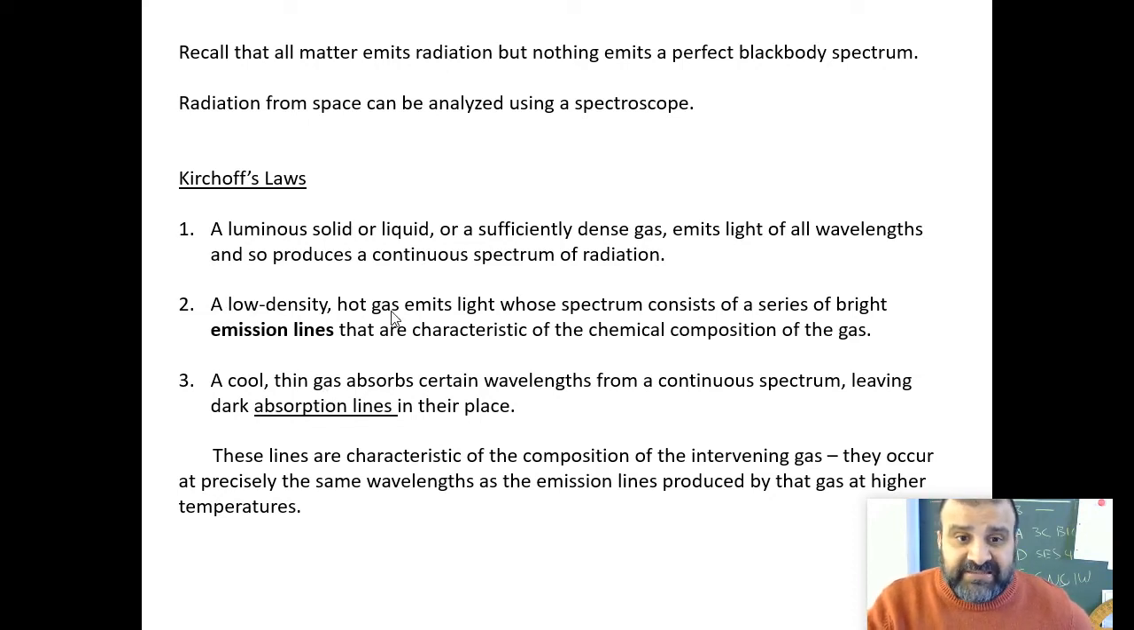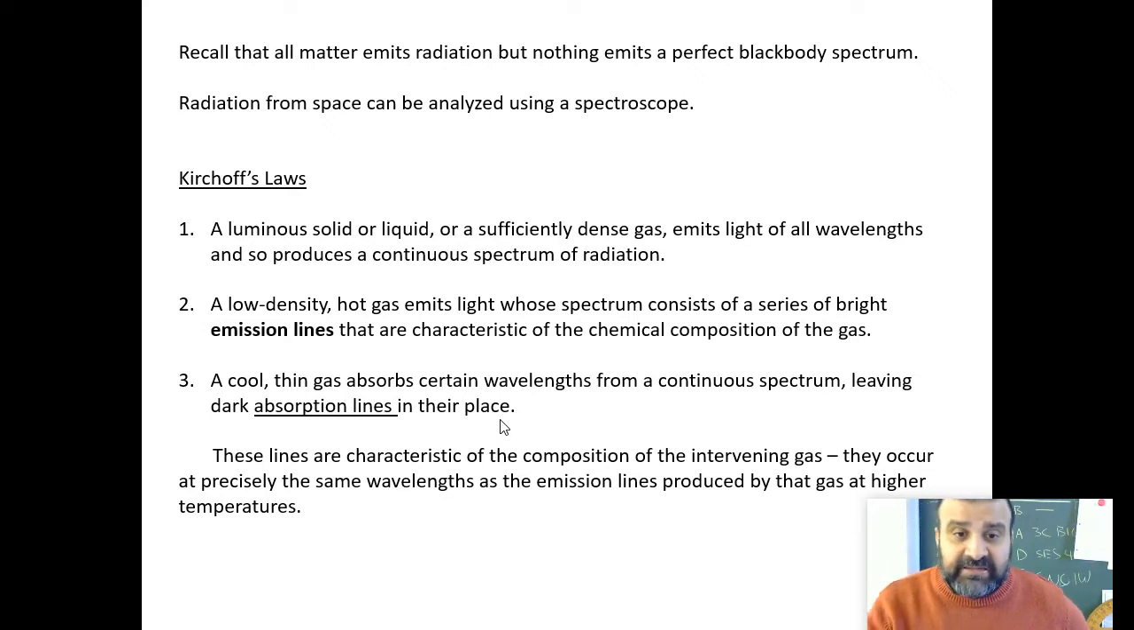A low density hot gas, okay, emits light whose spectrum consists of a series of bright emission lines that are characteristic of the chemical composition of the gas. And 3, a cool thin gas absorbs certain wavelengths from a continuous spectrum, leaving dark absorption lines in their place.